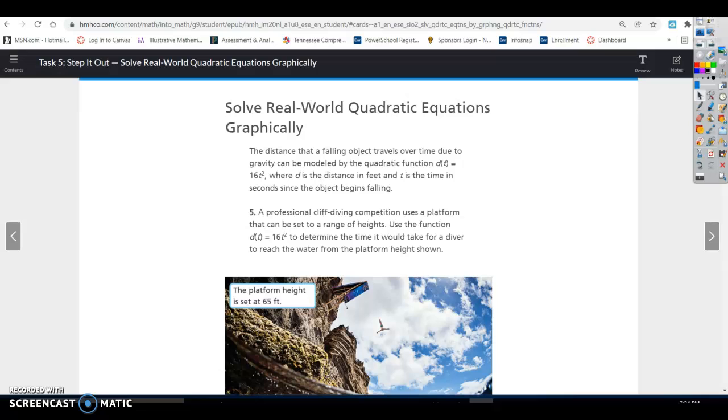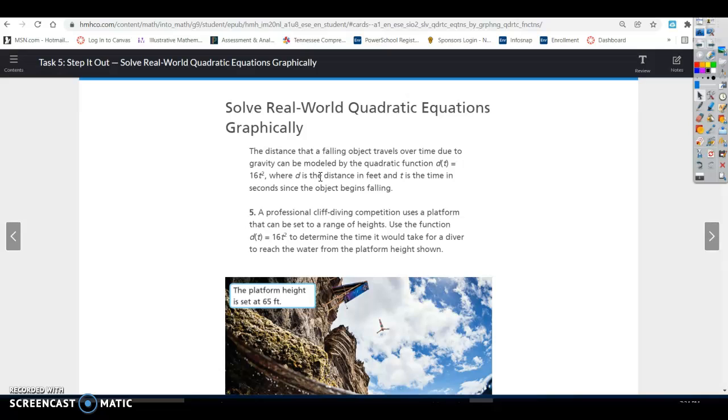Lesson 17.1, Task 5. Solve real-world quadratic equations graphically. The distance that a falling object travels over time due to gravity can be modeled by the quadratic function d of t equals 16t squared, where d is the distance in feet and t is the time in seconds since the object begins falling.